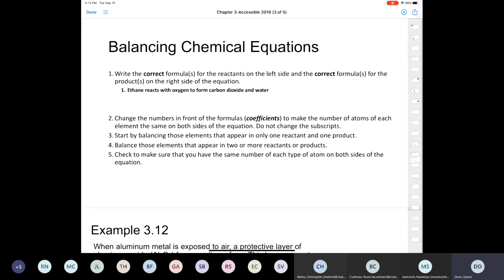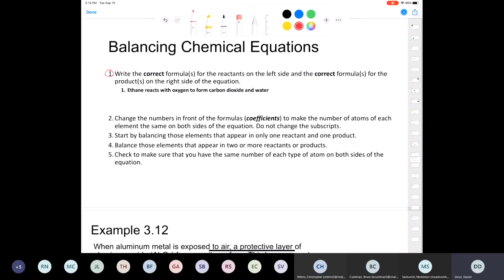Now, you saw me balance a chemical equation earlier this evening. Now let's talk about some strategies that we would use for balancing chemical equations. It says here, number 1, you write the correct formulas, right? Okay, that's a good idea. The correct formulas for the reactants on the left, and the correct formulas for the products on the right.